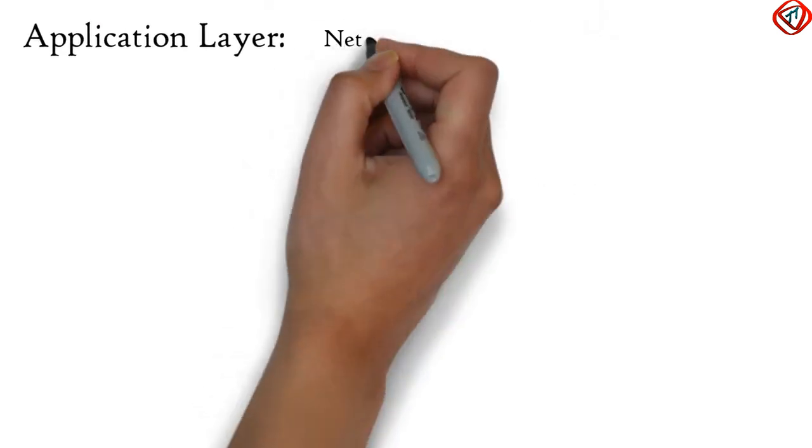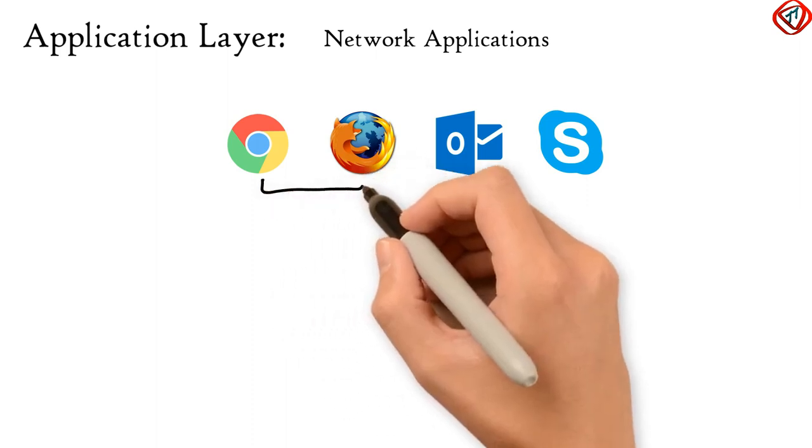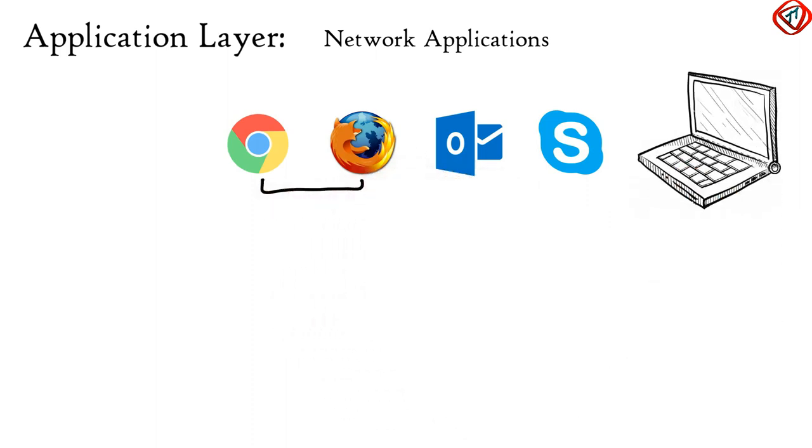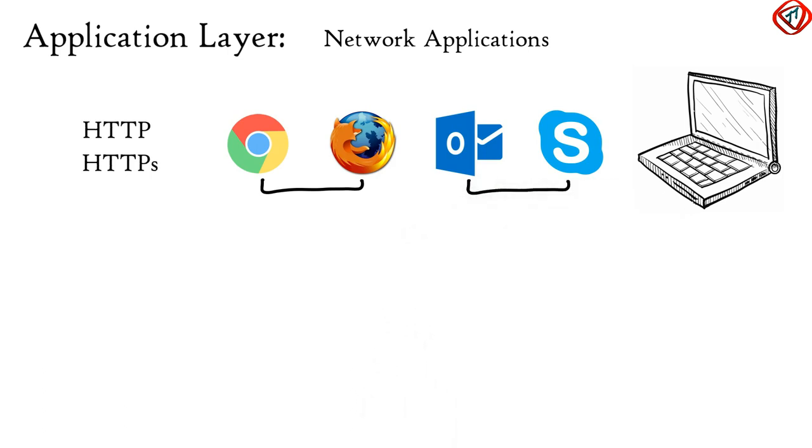Application layer is used by network applications. Network application means computer applications that use the internet, like Google Chrome, Firefox, Outlook, Skype, etc. A web browser is a network application running in your PC. It does not reside in the application layer, but it uses application layer protocols, HTTP or HTTPS, to do web surfing. Not only web browsers, but all network applications including Outlook, Skype, etc. are dependent on application layer protocols to function.